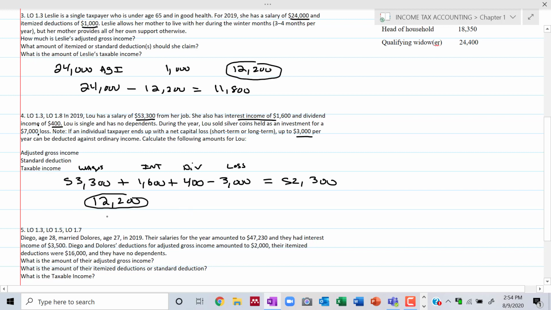So next, computing the taxable income. Again, we'll take the AGI, which is $52,300, less the standard or the itemized deduction. In this case, it's the standard deduction. And that would give us $40,100.